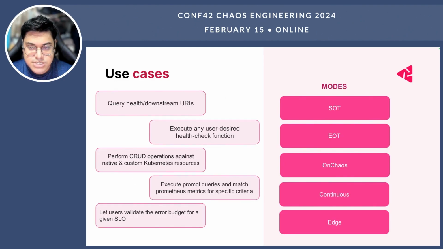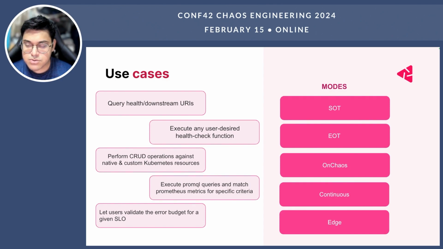So what are the typical use cases that you would normally see for probes? This is definitely not an exhaustive list, just something we came up with. Some of the use cases would be to query health or downstream URIs, to execute user-defined health check functions or any user-defined functions for that matter. You can perform CRUD operations in your custom Kubernetes resource definitions. You can execute PromQL queries using Prometheus probes, or you can validate your error budget using the SLO probes. You can also do exit and entry criteria checks with the Dynatrace probe. So there are multiple ways you can configure and use a probe in your specific application, but as I mentioned, this is not an exhaustive list.